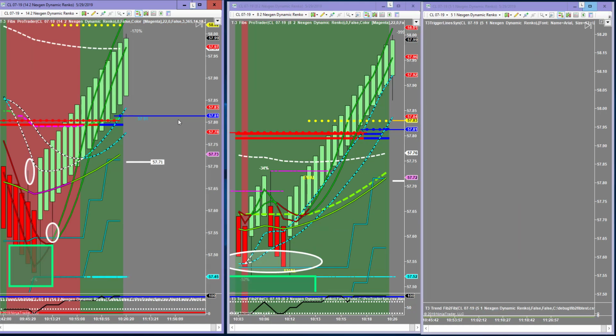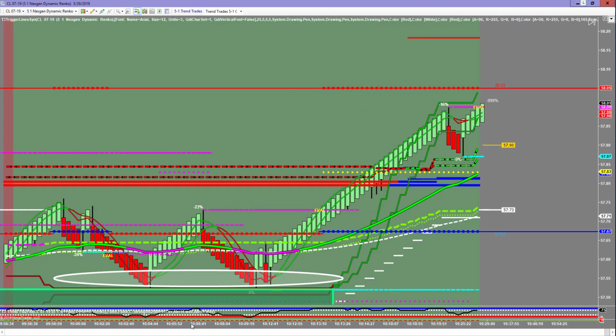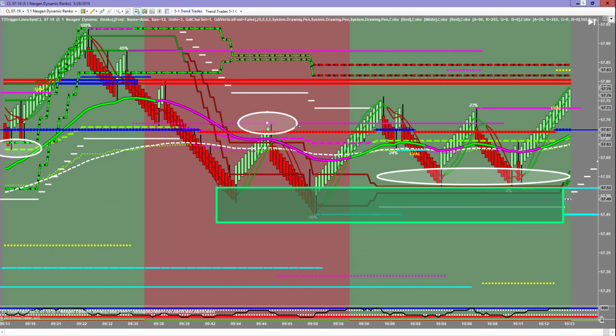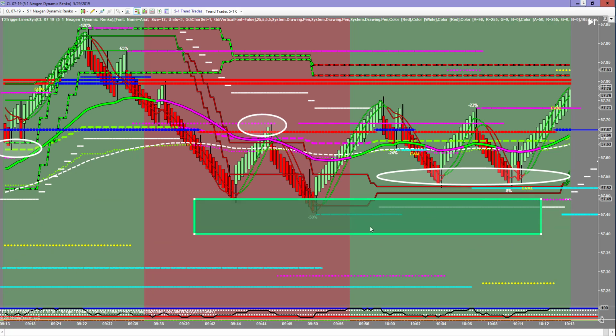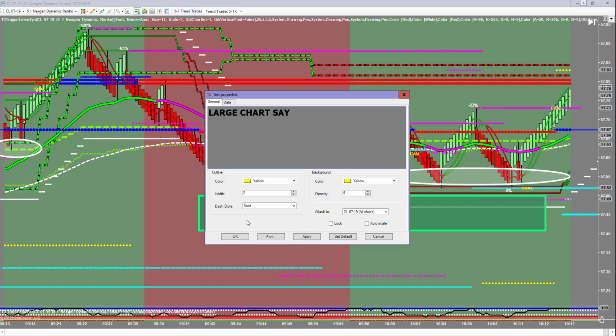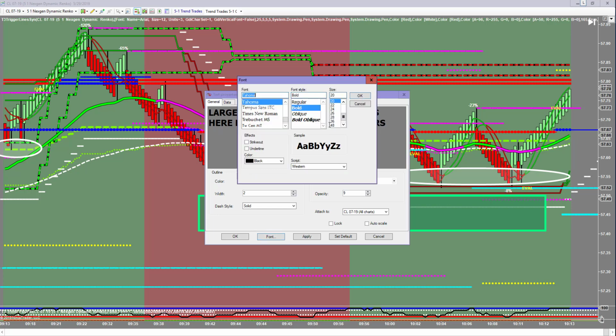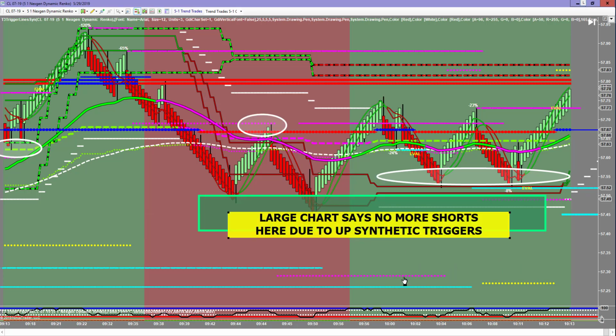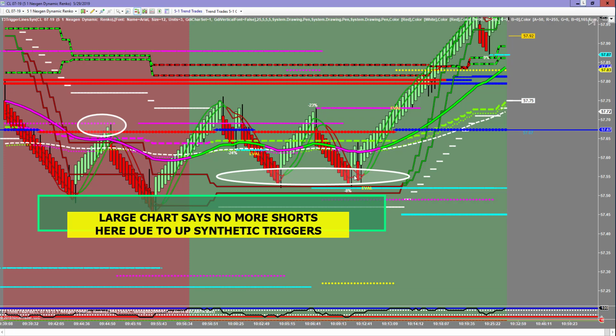And when you start looking at it from the small chart perspective, you're like, okay, maybe I could have had a short, which again, you should have had a short right there. And then because of the large chart says no more shorts here due to up synthetic triggers, right? You have a big compelling reason why you're not going to go short anymore. Number one, you can take your profit. Number two, is there an opportunity?